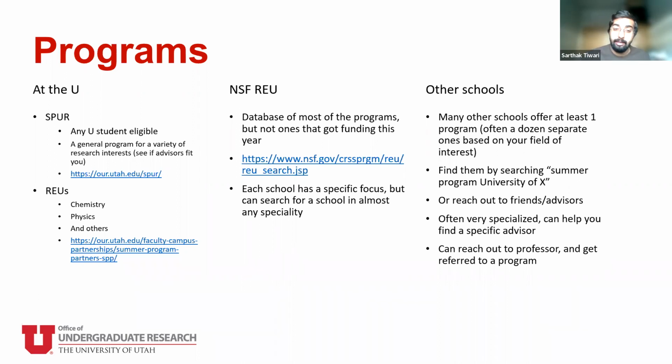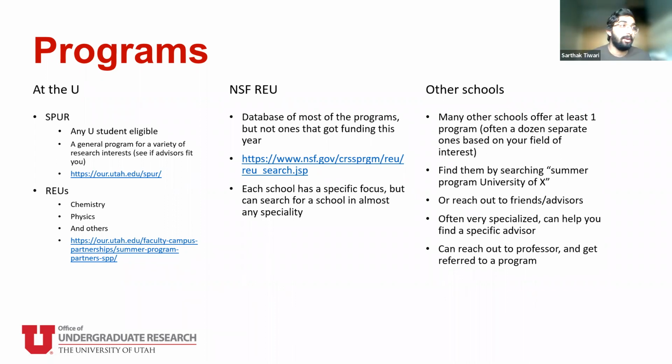And this link here, the nsf.gov one, can take you to the website where you can filter by research interests, by how large you want the program to be, and which schools they're at. So you can really narrow it down and see specifically which programs you want to attend. And then there are some other schools as well.